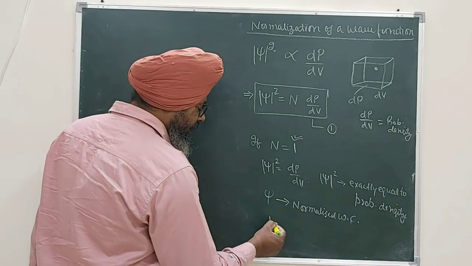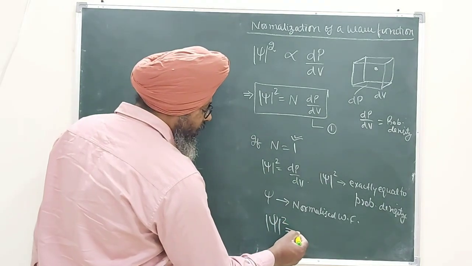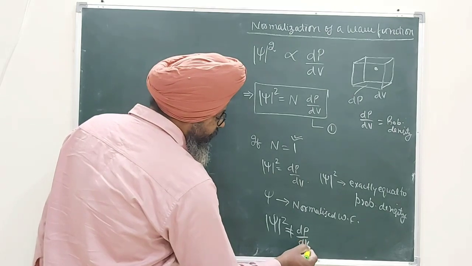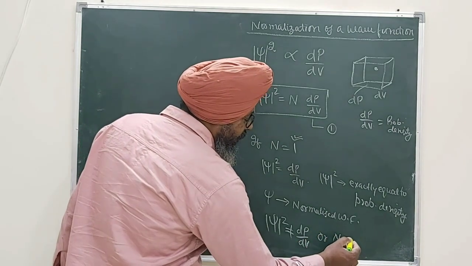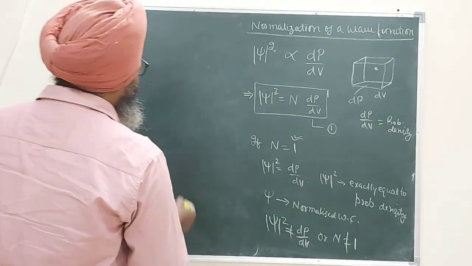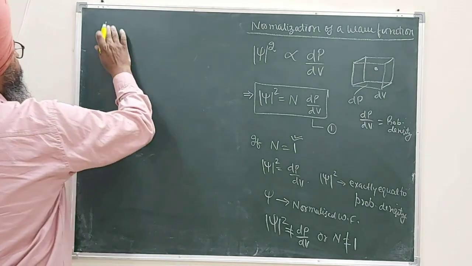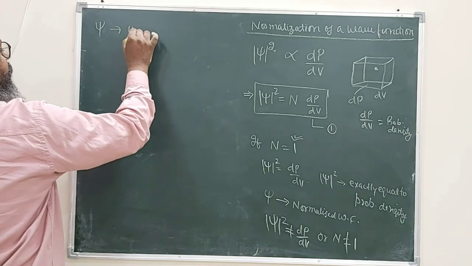On the other hand, if psi magnitude square is not equal to dP by dV, or you can say if N has some value other than 1, then such a wave function psi is called an unnormalized wave function.